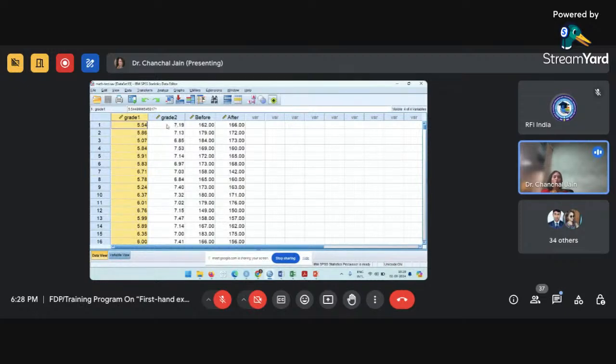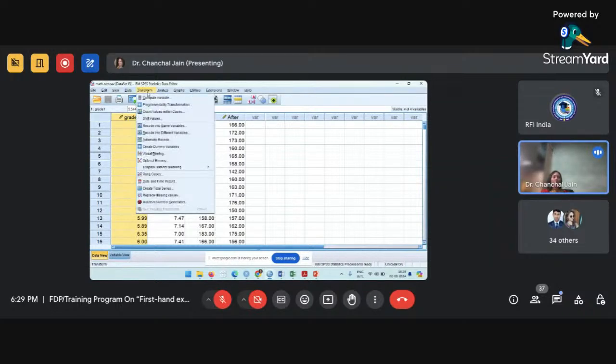So now how to calculate that? Either you can use Excel, and using Excel you can take the difference. That is one thing. Or here in SPSS, what you can do is go to the Transform menu, and then select Compute Variable. I hope it is okay.